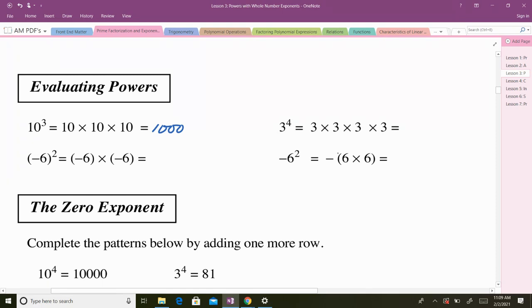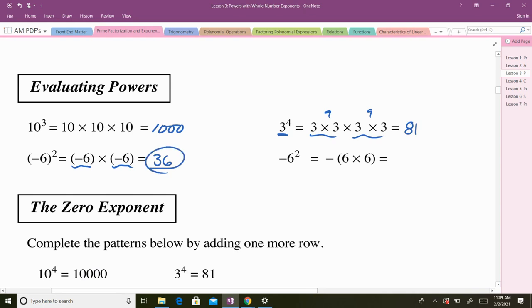3 to the 4 means 3 times 3 times 3 times 3, which is 81? 51? 3 times 3 is 9, times 9. 81. All right. -6 squared. That means -6 times -6. Whoever said that, 36. Yes.